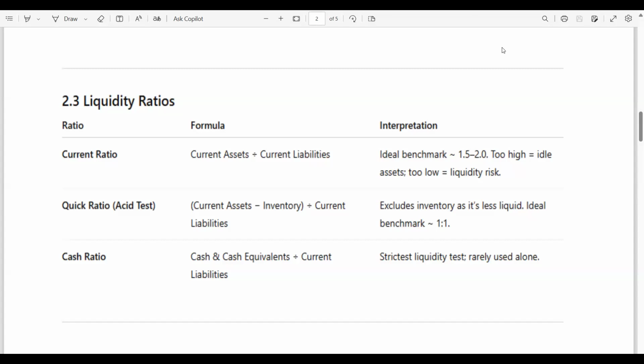Okay, guys, I am repeating the question again. Let's say you have a client and the client is not going to record their inventory at lower of cost or NRV. What do you think? What will be the reason?